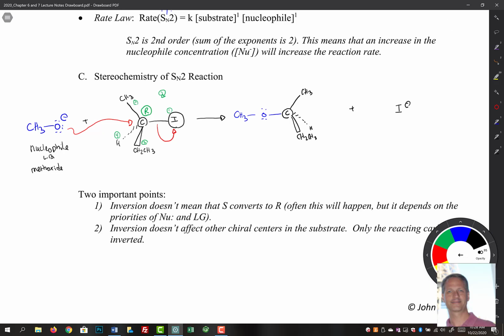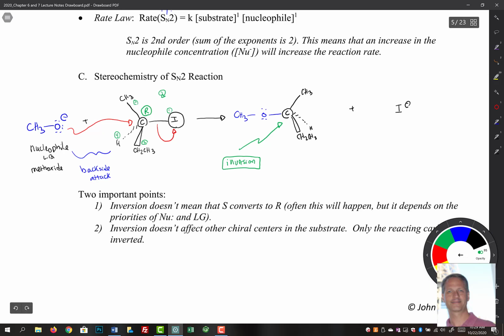Now, what we call this here is inversion. So there's two things that are important. This attack that occurs right here is called a backside attack. And then what happened here at this carbon right here, we call inversion. So that's when that umbrella flips backwards, essentially.